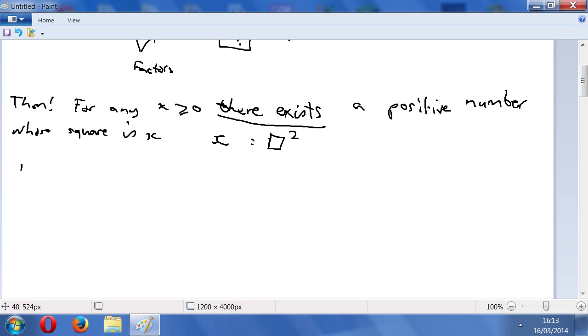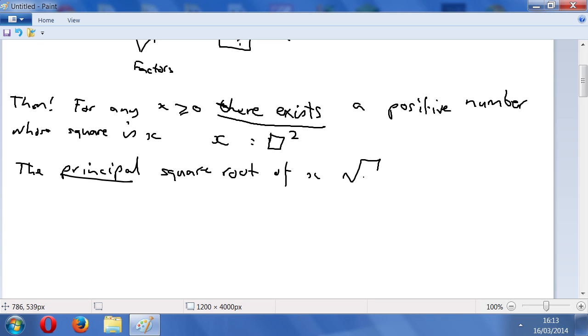So the principal square root of x is root x. So root x squared equals x.